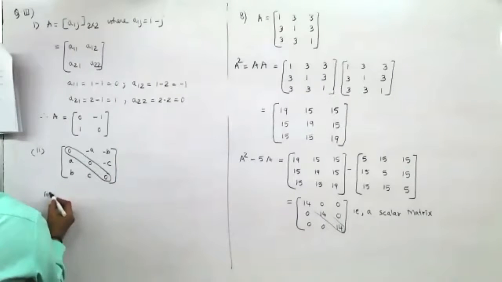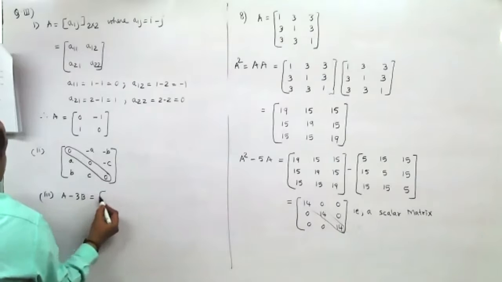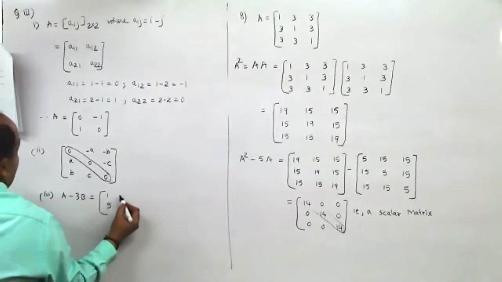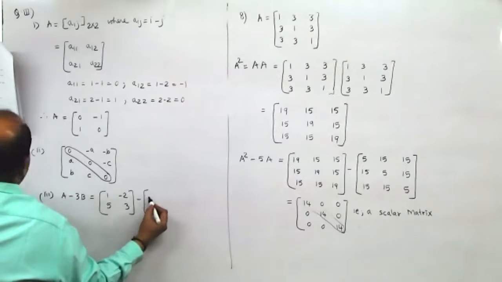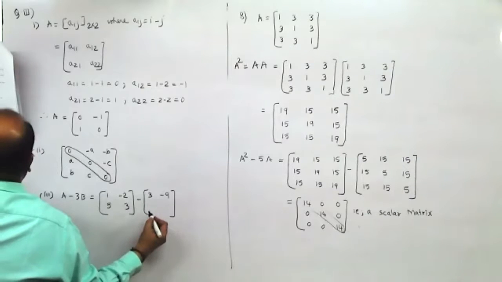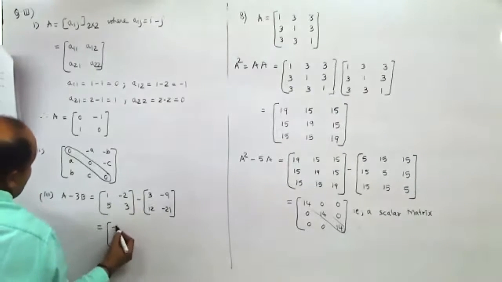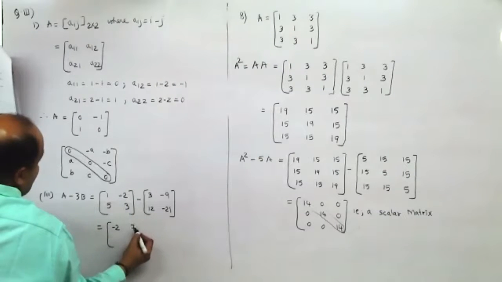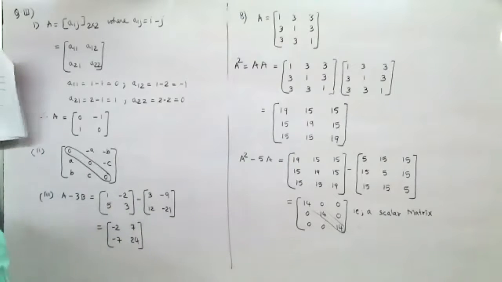Third one, A minus 3B. When I say A minus 3B, A is 1, 5, minus 2, 3, minus 3 times B. So minus of 3 times B would be 3, minus 9. This would be 3 4s are 12. 3 into minus 7 is minus 21. 1 minus 3 is minus 2. Minus 2 plus 9 is 7. 5 minus 12 is minus 7. 3 minus minus 21 is 24.